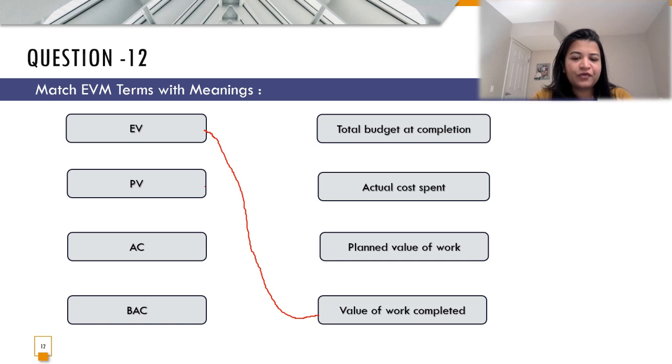PV stands for planned value of work. AC is the actual cost or the money spent for doing that particular task. BAC is the total budget at completion.